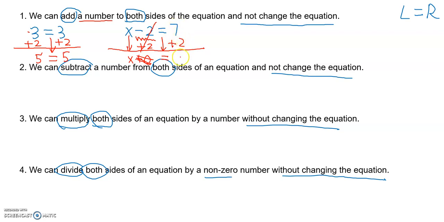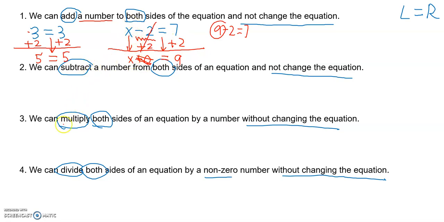And on the right-hand side, 7 plus 2 is equal to 9. So that tells us x equals 9. And we can plug it back into the equation to check. Replace this x with 9. So we have 9 minus 2 equals 7. So that is the correct answer for x. As you can see, we're using the first property, add the same number to both sides, and we can get x by itself.